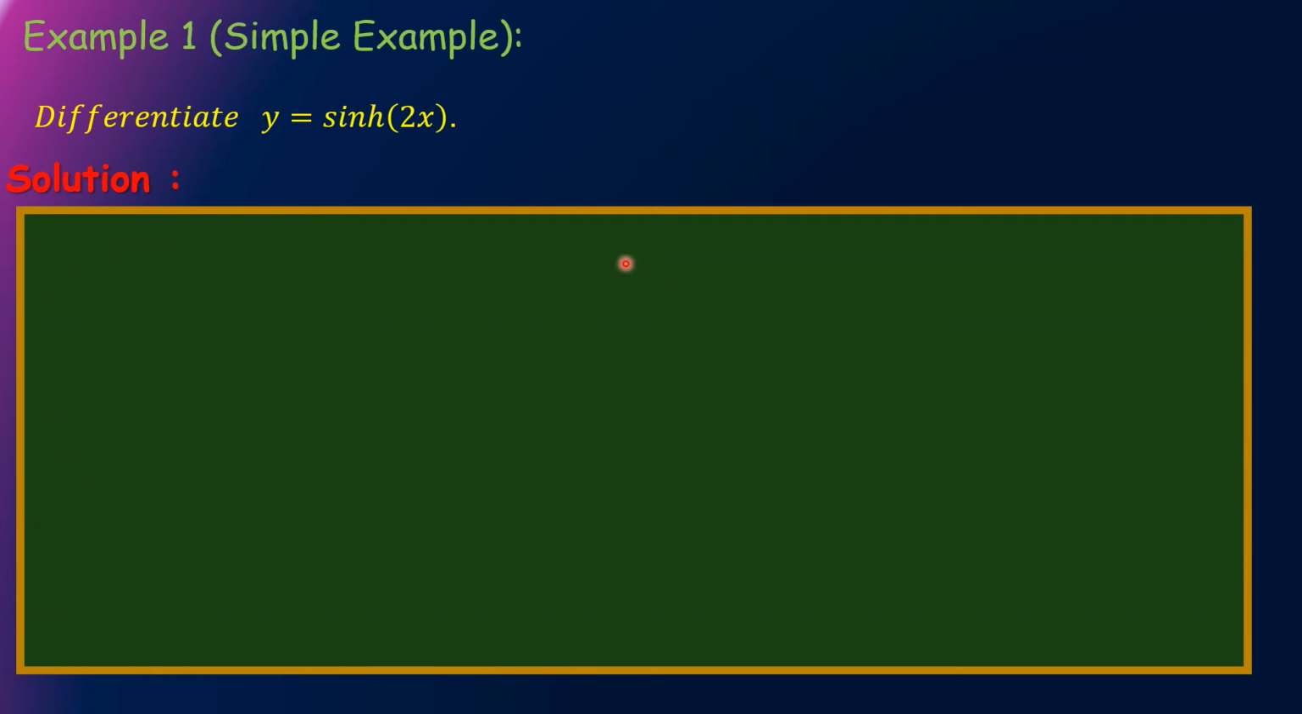Okay, now we look at the first example. The first example is quite simple. Let's say we want to differentiate y equals sin 2x. Here are the solutions. We are given y equals sin 2x. Then we differentiate with respect to x. When we differentiate y, the answer is dy over dx.